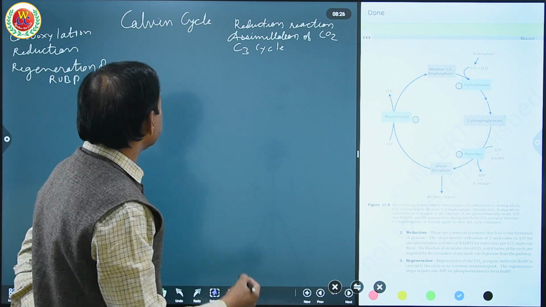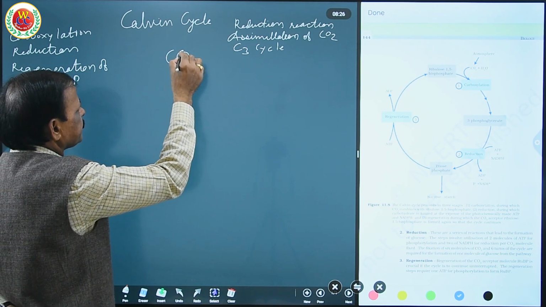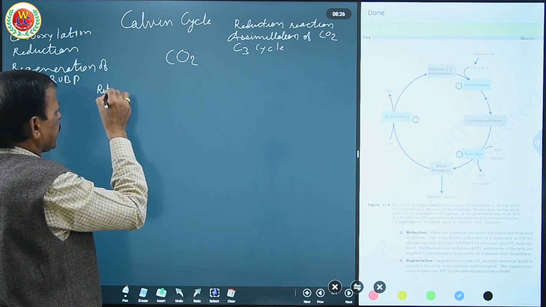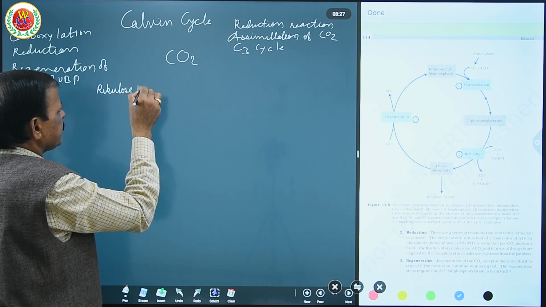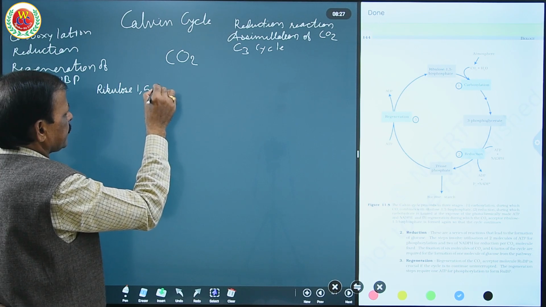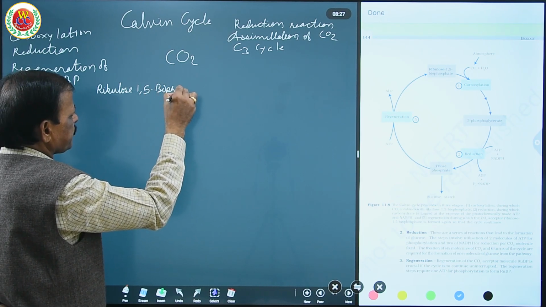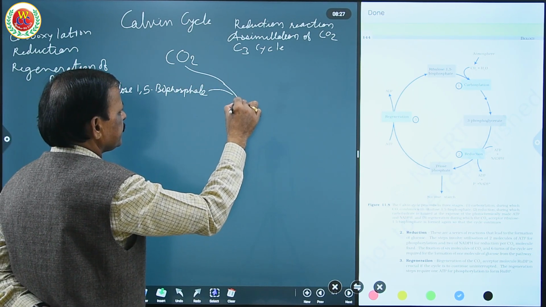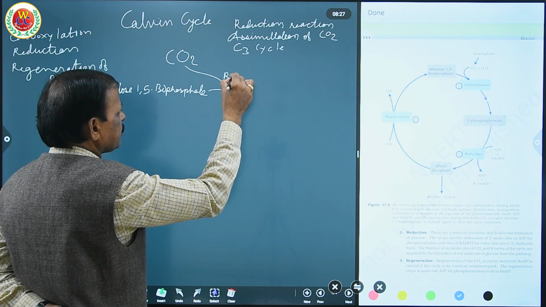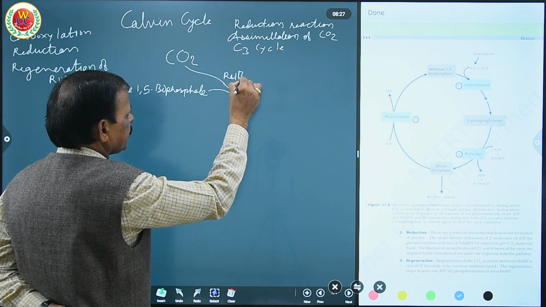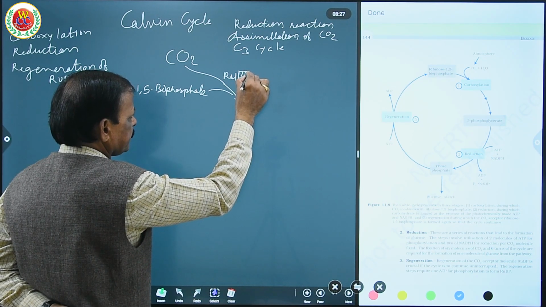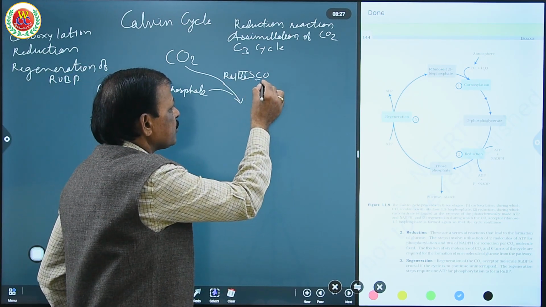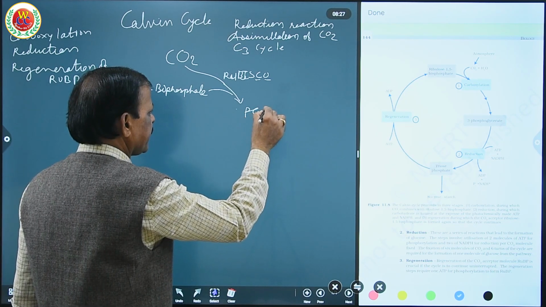RUBP is ribulose biphosphate. Now understand, atmospheric carbon dioxide is absorbed by ribulose 1,5-biphosphate in presence of rubisco. This is also known as ribulose biphosphate carboxylase oxygenase, producing phosphoglyceric acid.